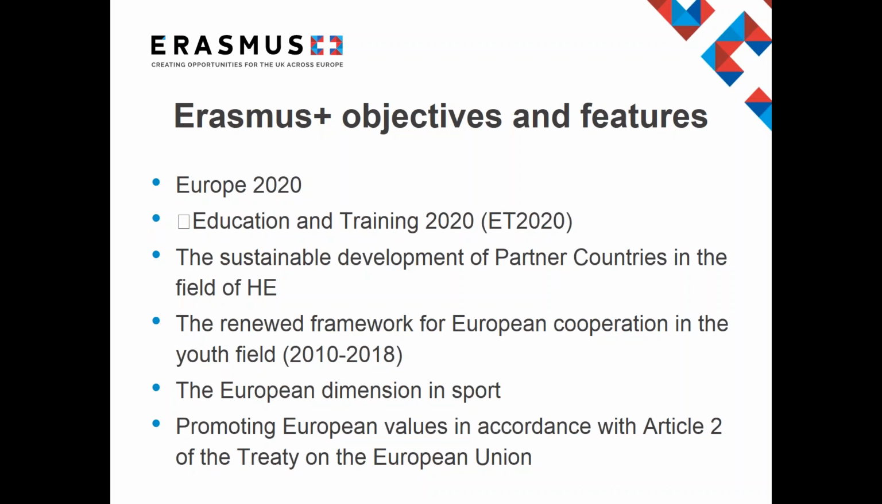The Europe 2020 strategy, including the headline education target. The strategic framework for European cooperation in education and training. The sustainable development of partner countries in the field of higher education. The renewed framework for European cooperation in the youth field 2010 to 2018. The objectives of developing the European dimension in sport, in particular grassroots sport, in line with the European Union Work Plan for Sport, and the promotion of European values in accordance with Article 2 of the Treaty on the European Union, which include human dignity, freedom, democracy and equality.